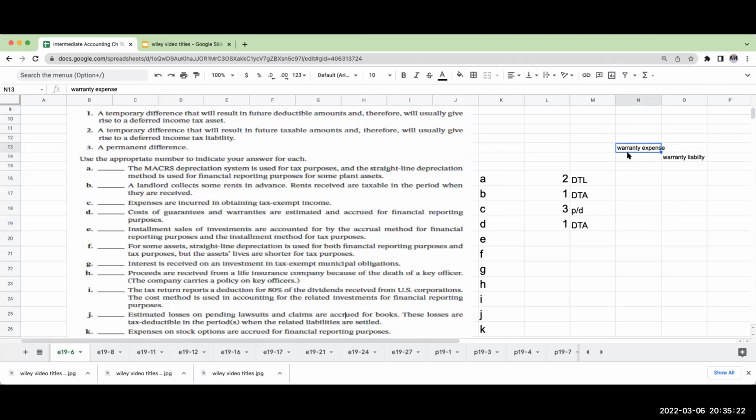So that's going to increase my income because this is going to be added back. This is going to result in a deferred tax asset.